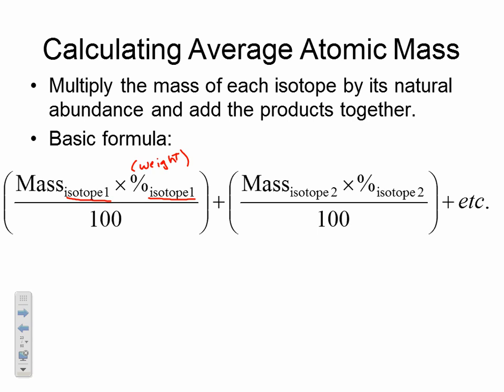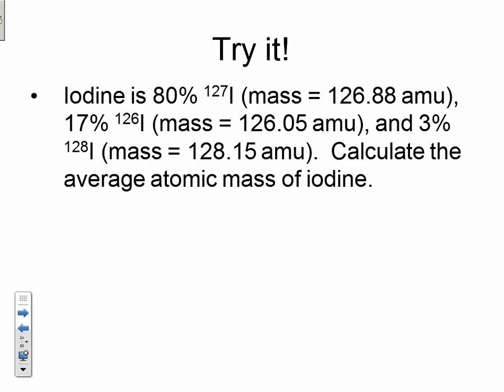And then we do the exact same thing for the other isotope. So if there's a second isotope, we take the mass of isotope 1, multiply it by the percent, mass of isotope 2, multiply by the percent of isotope 2, divide by 100. Keep doing that for the number of isotopes that you have, and then add them all together at the end. There is no dividing by 2 or dividing by 3, not at all. It is completely absent from this. You simply sum these things together when you are all set, and that's all you do.